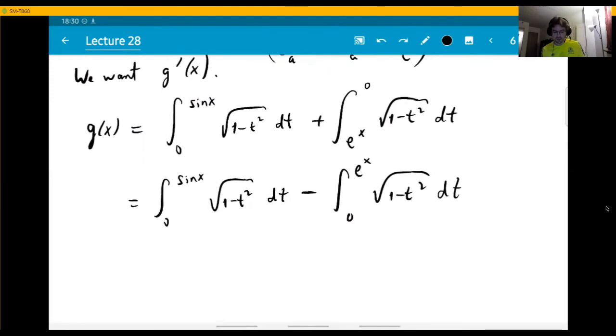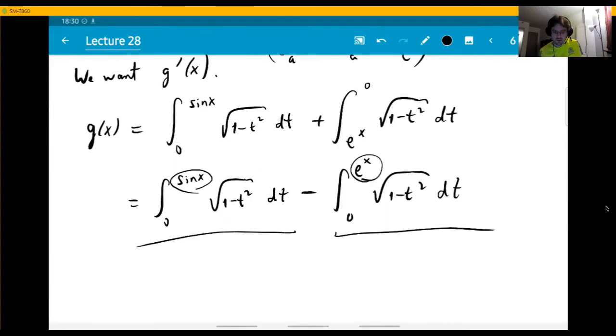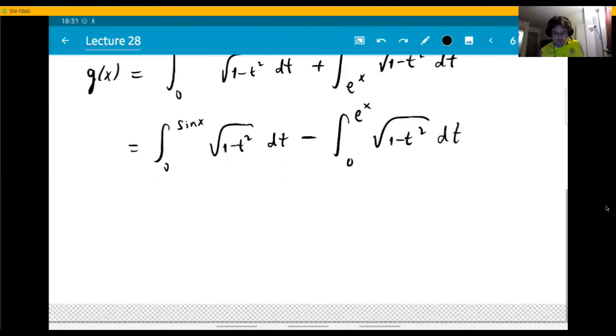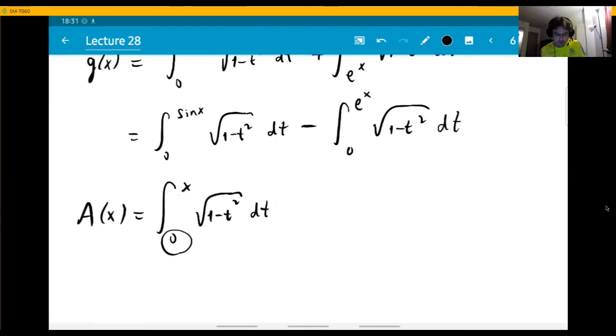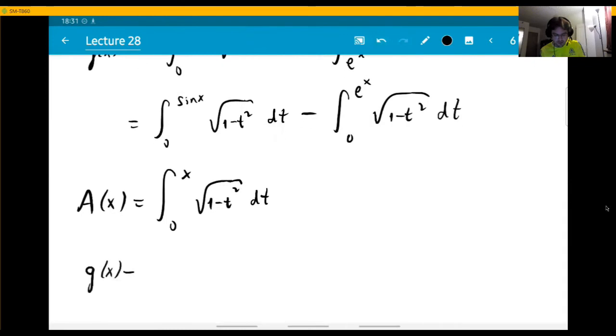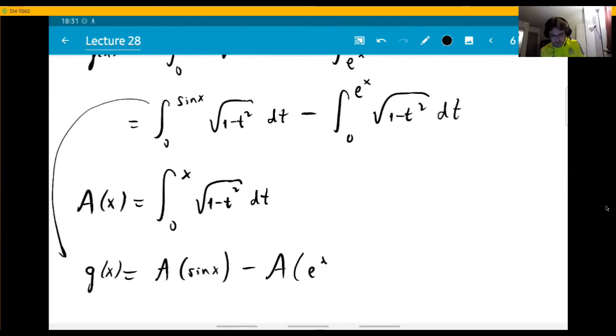Okay, so the two expressions being subtracted here are very similar. The only difference is what's written on the top, sine x versus e to the x. They are examples of area functions, but with something inside. Namely, if you call area function this one that goes from 0 to x, an area function always goes from a number to x, then the g function, the way that we just wrote it up there, is area of sine x minus area of e to the x.